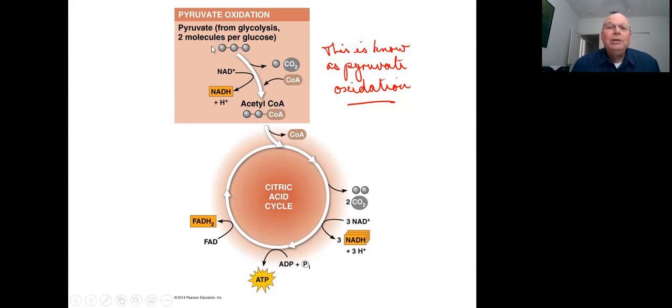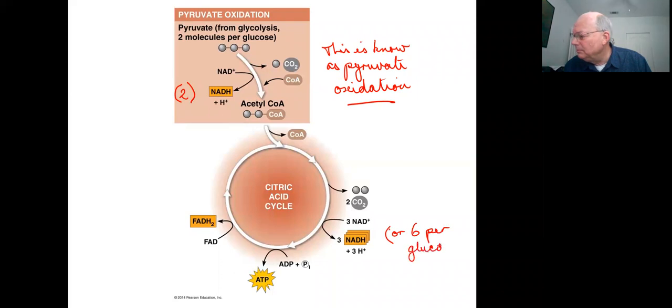So for each pyruvate that enters the mitochondria, we lose a carbon dioxide, but there are 2 pyruvates per glucose, so there are 2 carbon dioxides released here. That produces 2 NADHs in this step. So we need to remember that. Then as we go around, we need to remember that if we're thinking in terms of glucose, we have to double down on everything.